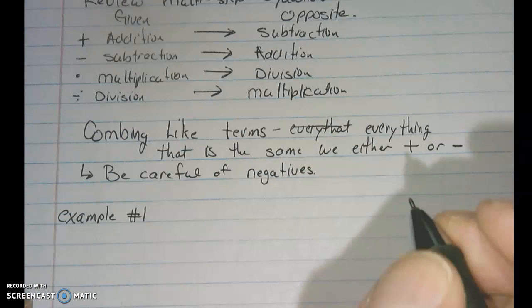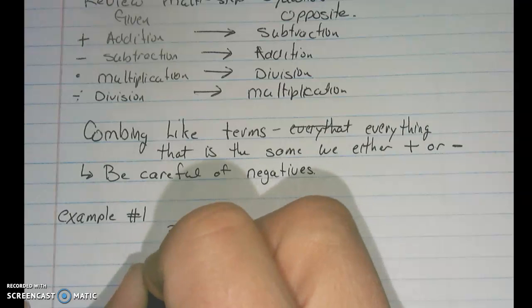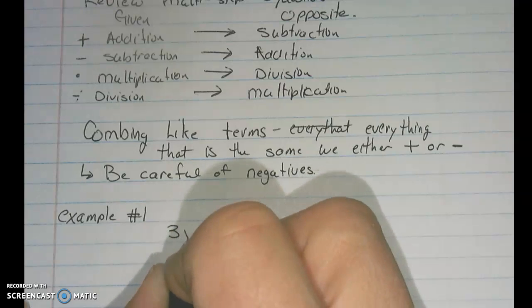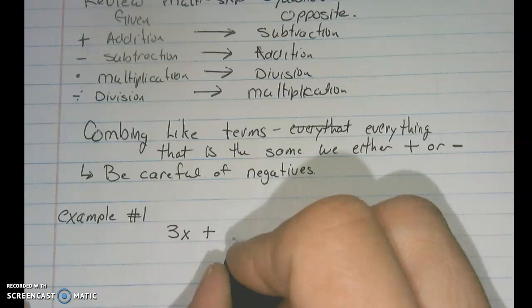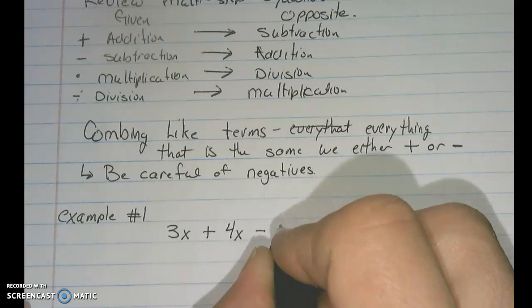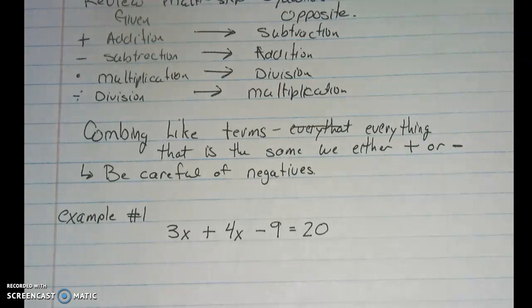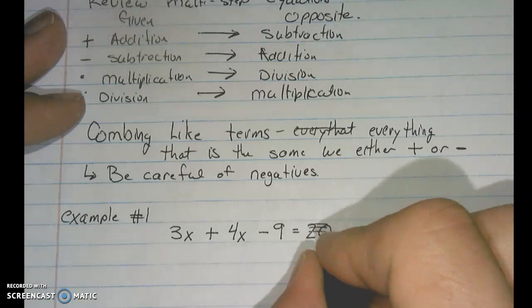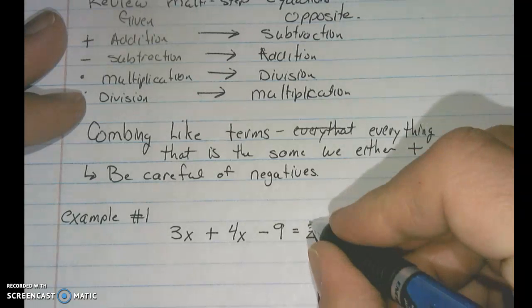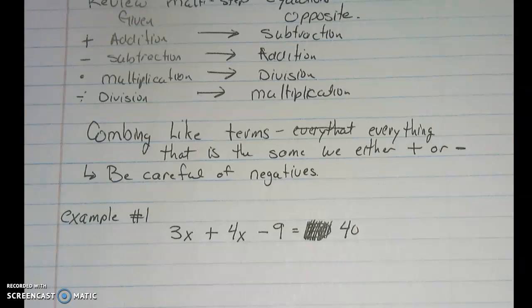So we're gonna pause. Example number 1. So we're going to be given, let's see here, 3x plus 4x minus 9 equals 20. I apologize. That won't work. You gotta need to make it 40. That'd be horrible. Okay, so combine like terms.